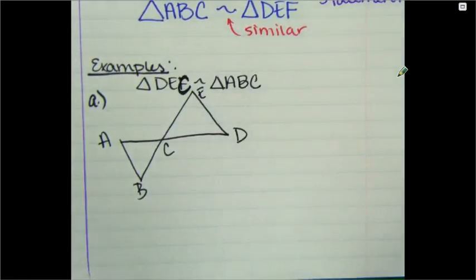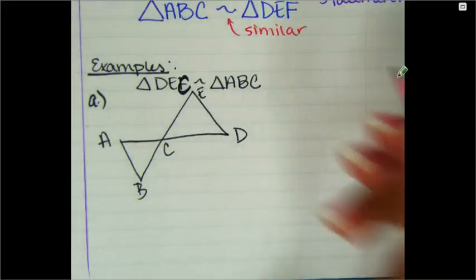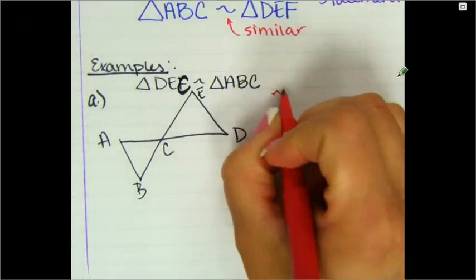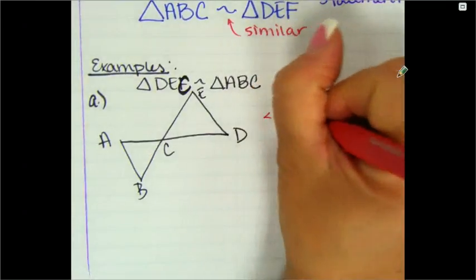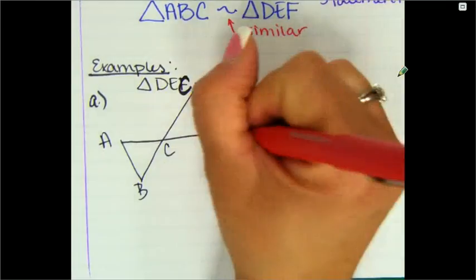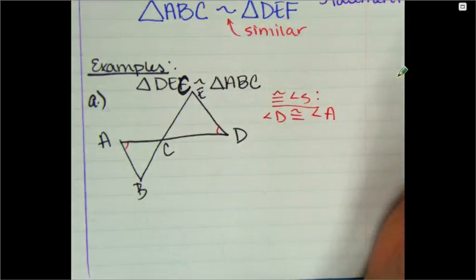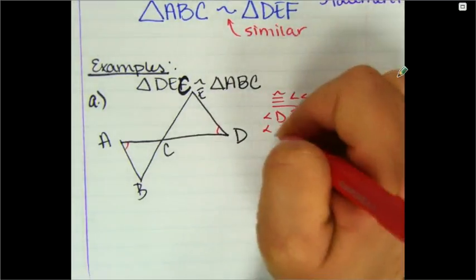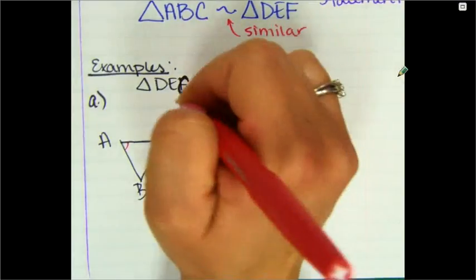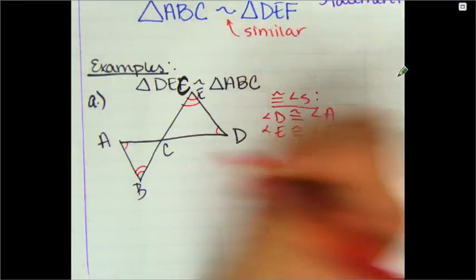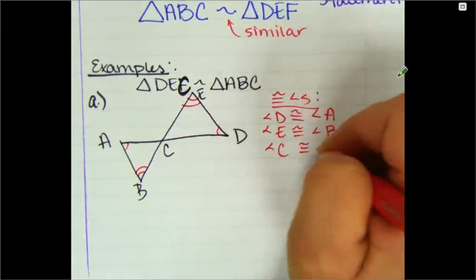All right, ready? What do we know? Let's do congruent angles. Go. Angle D is congruent to angle A. Wonderful. D is congruent to A. Angle E is congruent to, good, E to B. And then angle C is congruent to angle C.